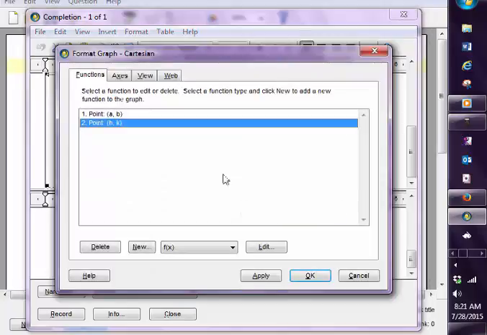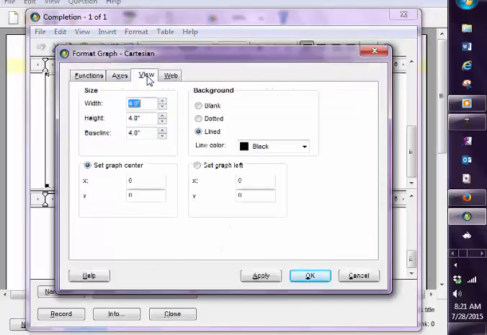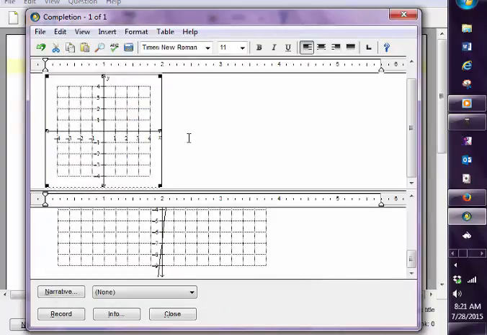Okay, I'm going to make this graph smaller again. 2.5, or I'm going to make it 2 by 2. I don't know what the baseline is. I could change it and figure it out later on.